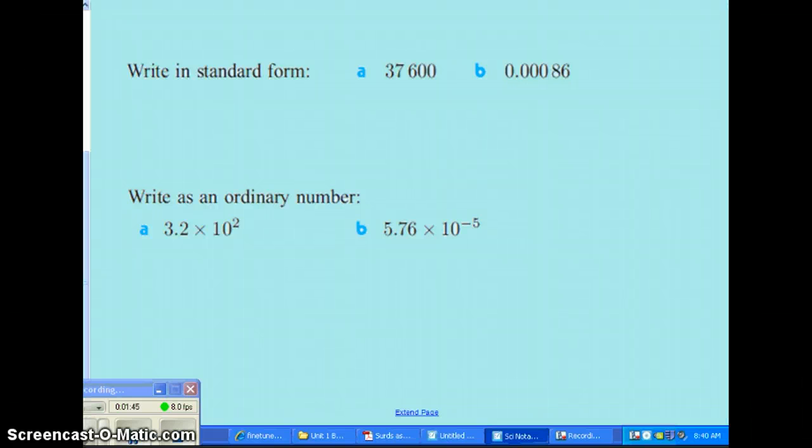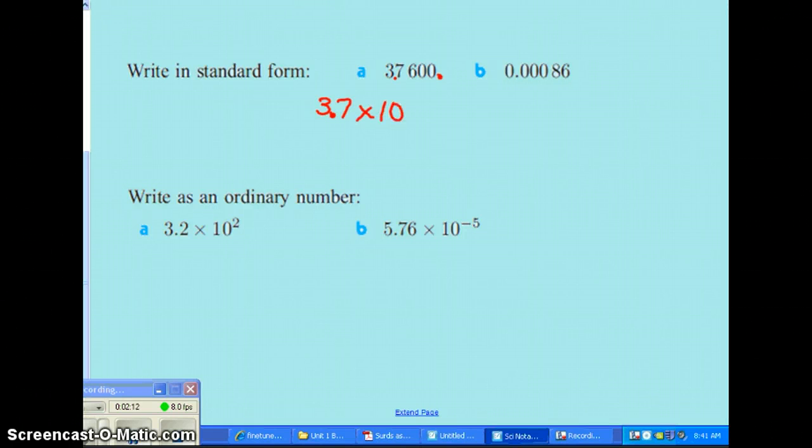37,600. Where is the decimal point right now? Well, you're going to say it's not there at all, Mr. Miller. Well, you're right, it's not. But where is it? It's at the end. Where do I move it to make this number between 1 and 10? After the first non-zero number, right? So after the 3. So I have 3.7.